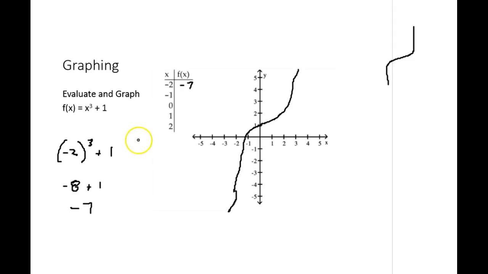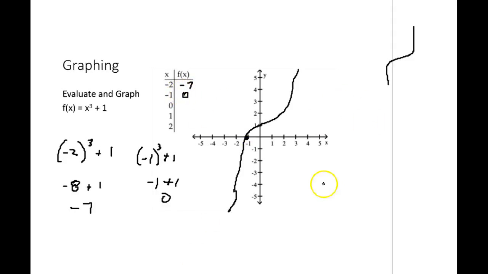At negative 1, what will we get? Negative 1 cubed plus 1. Negative 1 times negative 1 times negative 1 is negative 1. Plus 1 is 0. So at negative 1, you're going through 0 right there.